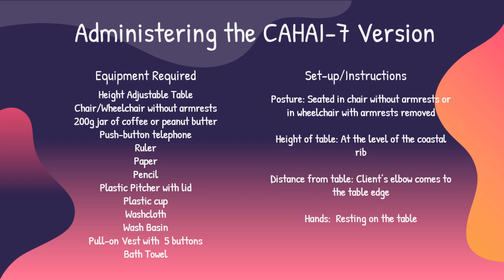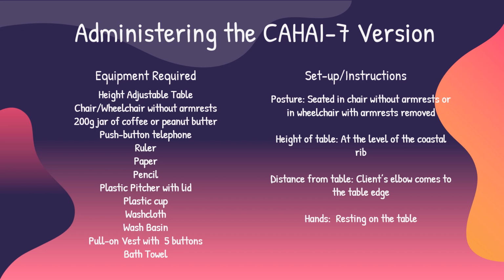As far as setting up and instructions, the standard starting position for the client would be seated in a chair without armrests, as I stated before. The OT should always encourage the client to sit in a straight up posture with feet flat on the floor. The height of the table needs to be at the level of the last costal rib. The client's elbows need to come to the edge of the table, and their hands need to be resting on top of the table. It is also important to explain to the client that some tasks are difficult and they should not get frustrated if unable to complete all the tasks. Always encourage the client to give their best effort using both arms and hands.